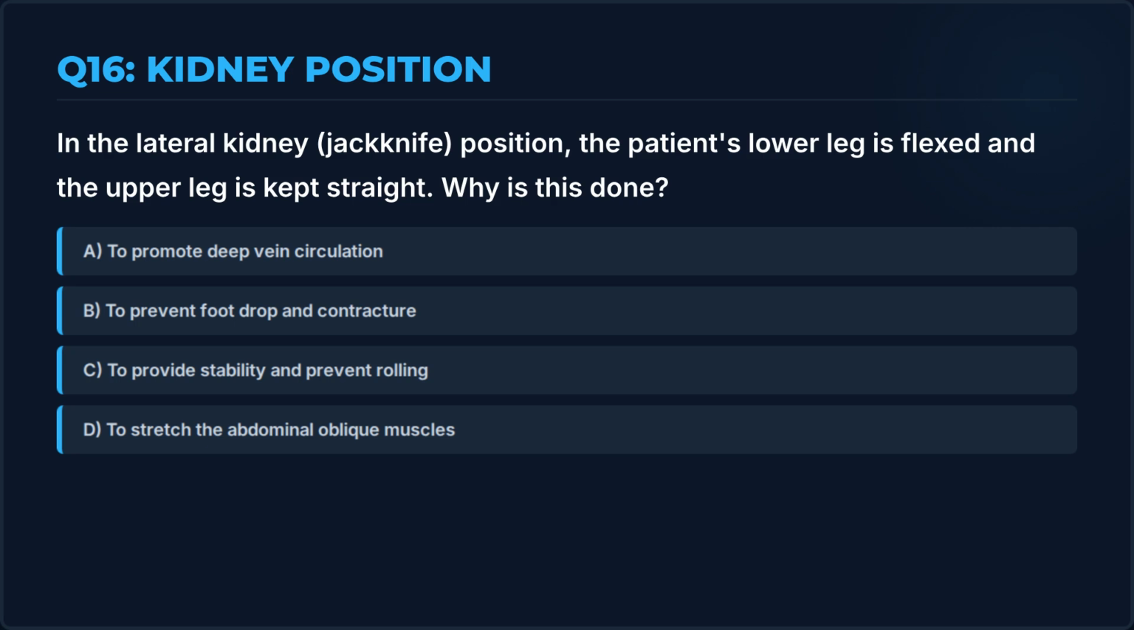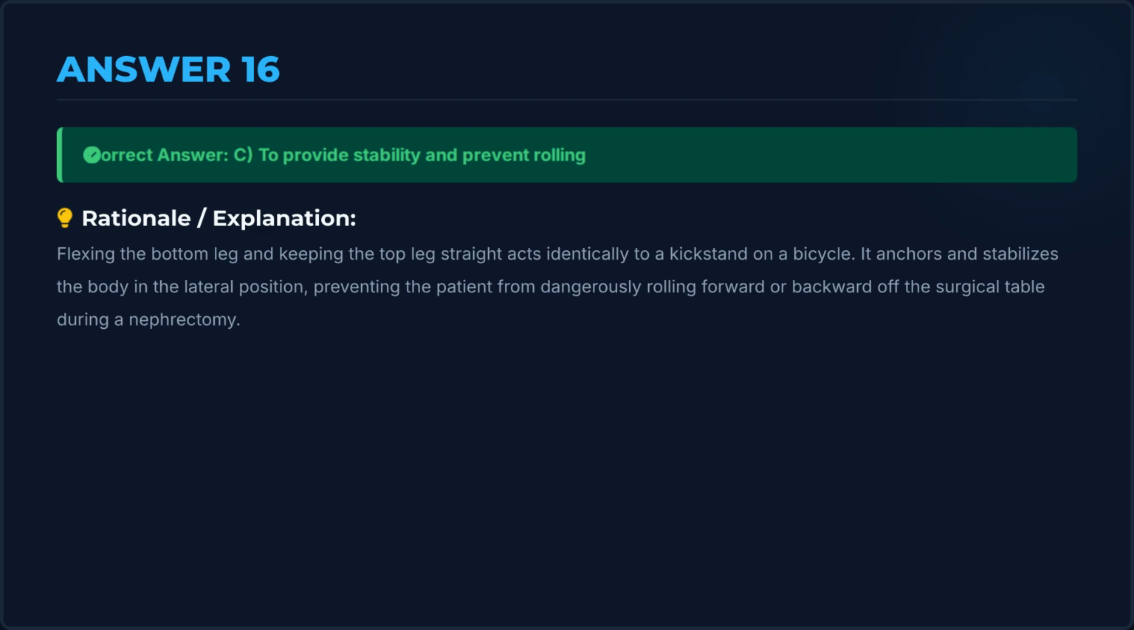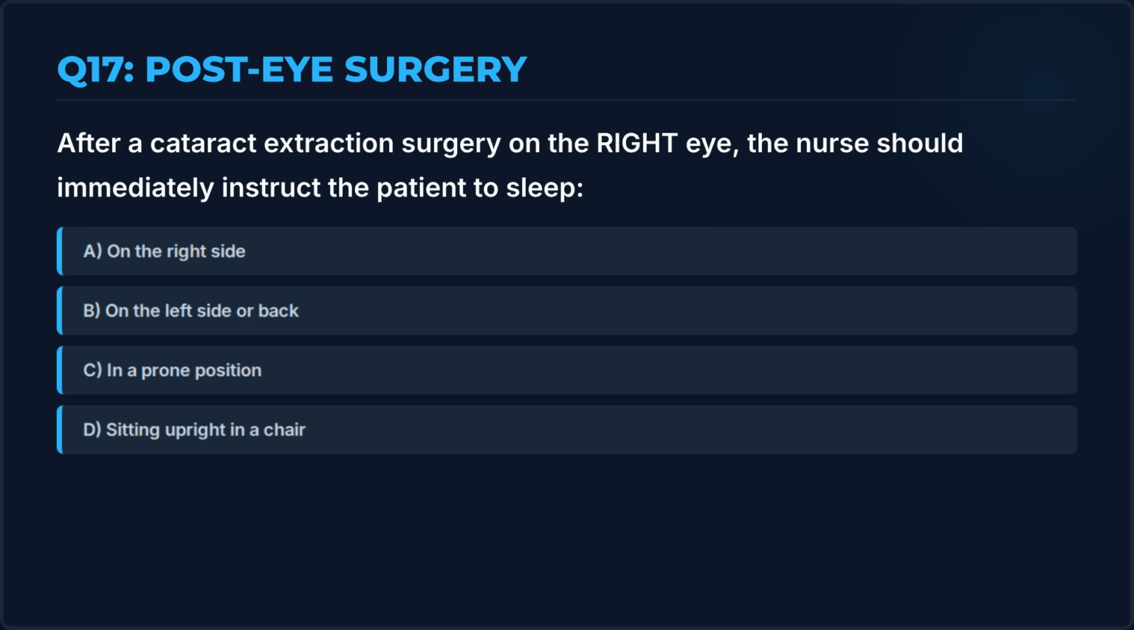Question 16. In the lateral kidney or jackknife position, the patient's lower leg is flexed and the upper leg is straight. What is the purpose of this positioning? The correct answer is B, to anchor and stabilize the patient on the surgical table. Flexing the bottom leg and keeping the top leg straight prevents the patient from rolling forward or backward during a nephrectomy.